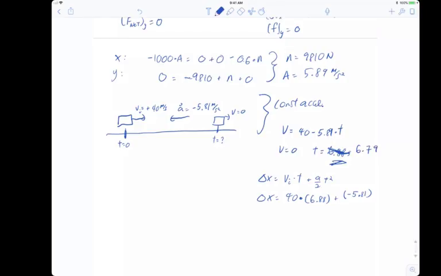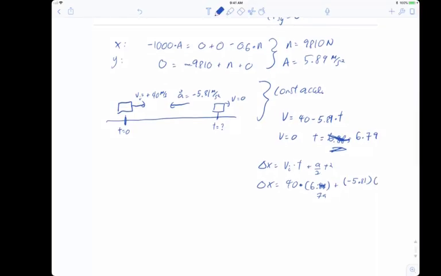6.79. Oh, I'm at the end of the page here. Oh, geez. Well, you just plug in the numbers. I'll do that right now.